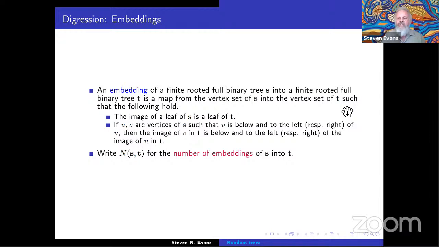So it's an injection of the vertex set of S into the vertex set of T, such that the image of a leaf of S is a leaf of T. So the leaves of S are mapped into the leaves of T. And we sort of preserve the order relations in the tree. So if U and V are vertices of S such that V is below and to the left of U, then the image of V in T is below and to the left of the image of U in T. And the same if V is below and to the right of U, then its image will be below and to the right of the image of U in T. And we'll write N_ST for the number of ways of embedding S into T.